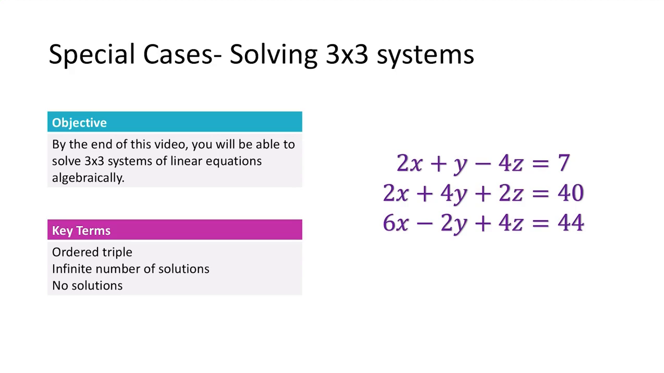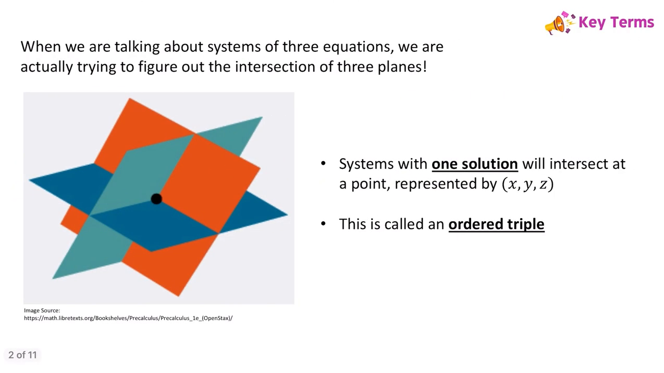So in this video, we're going to talk about some special cases of solving 3x3 systems. When we're talking about solving systems of three equations, remember that we're actually trying to figure out the intersection of three planes. Systems like the ones we've seen so far with one solution will intersect at a point represented by an ordered triple.